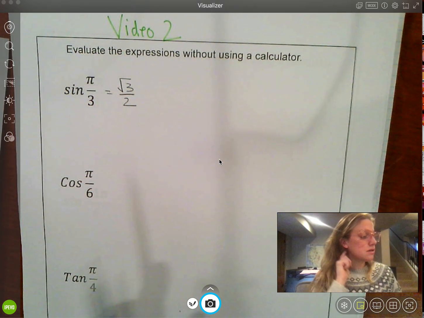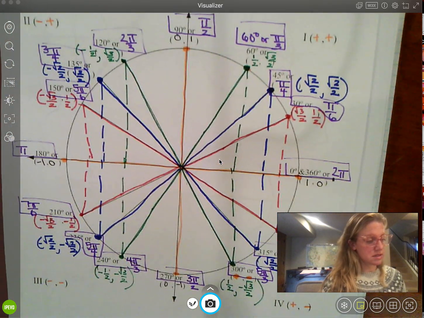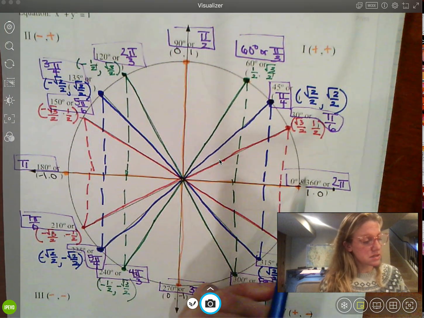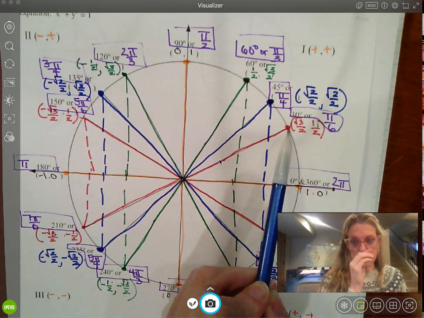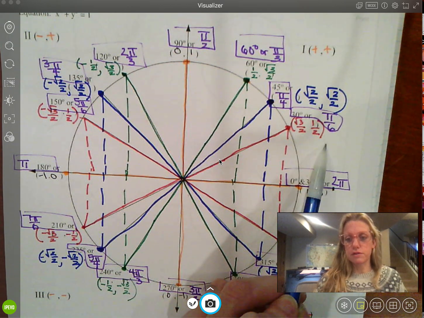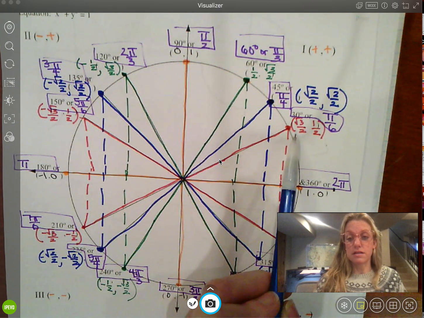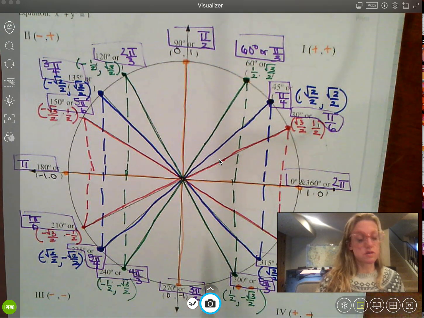So if I ask you for the cosine of pi over 6, we know we're in radian mode because of the pi. Pi over 6 is in quadrant 1. It's just a little rotate, the same as 30 degrees. That ordered pair is root 3 over 2, comma 1/2. And since it's asking for the cosine, it wants the x value. So it's going to be square root of 3 over 2.